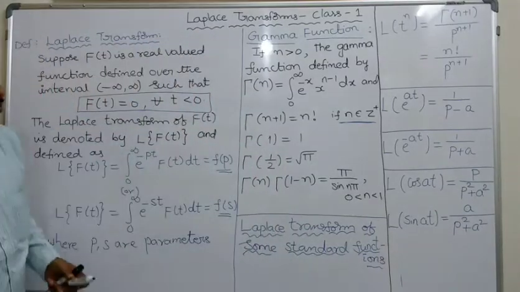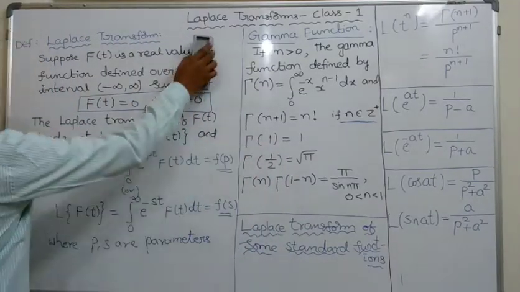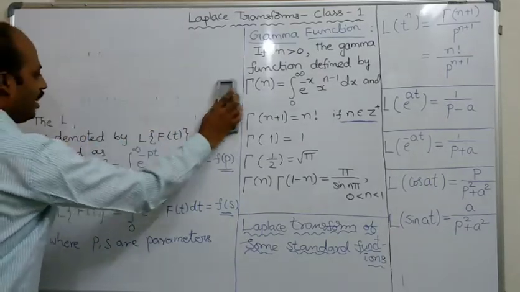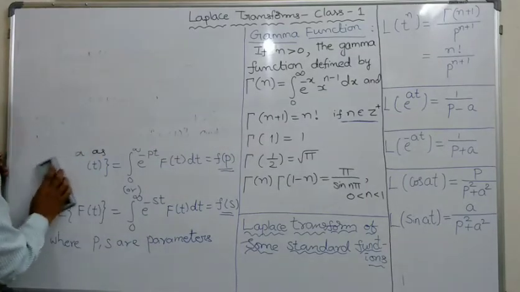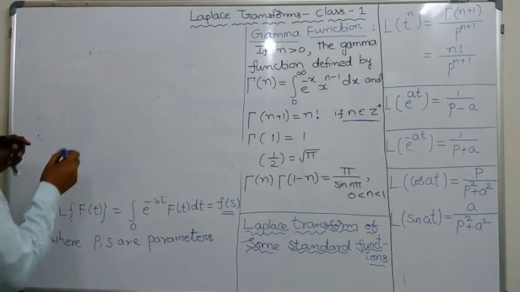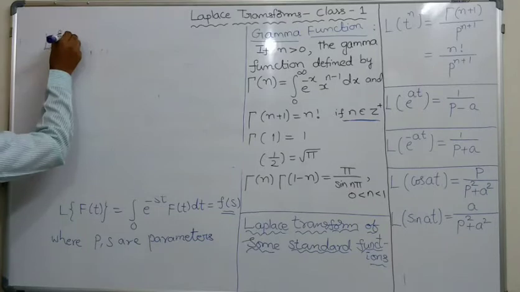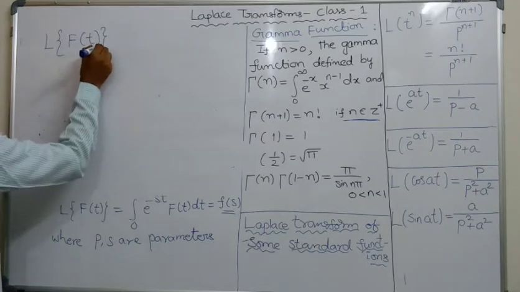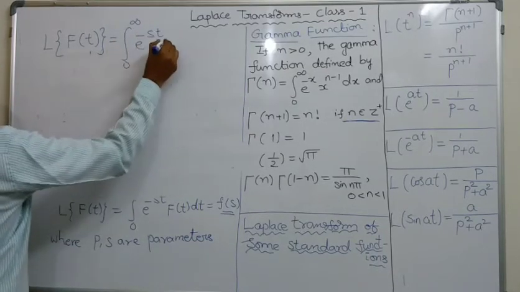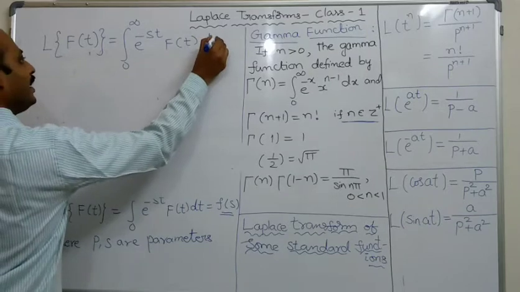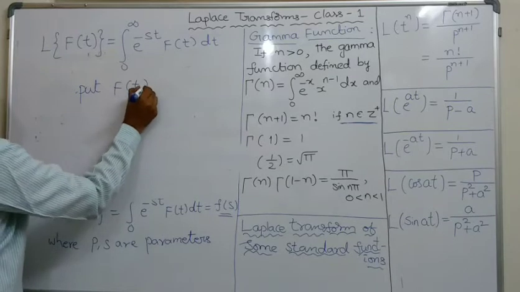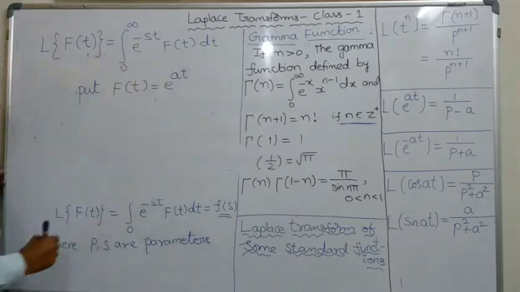Let us see the proof of some standard functions. We know that the definition of Laplace transform is L of f of t is equal to integral 0 to infinity e power minus st f of t dt. So, put f of t is equal to e power at in the above integral.